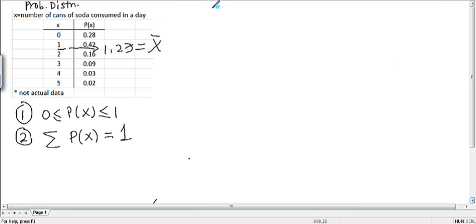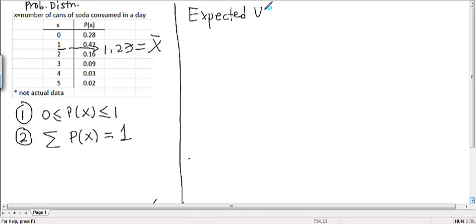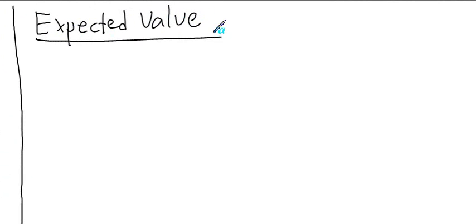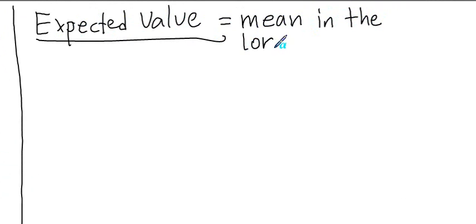Okay, let's talk a little bit about expected value. What is the expected value? Well, the expected value is simply the mean in the long run. So if you were doing an experiment like flipping a coin or rolling a die, if you kept on doing it, the expected value would be the mean if you kept on flipping that coin or kept on rolling that die.